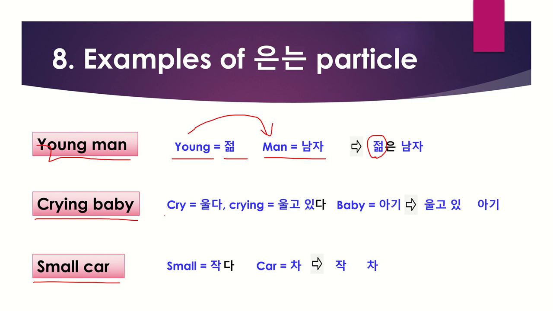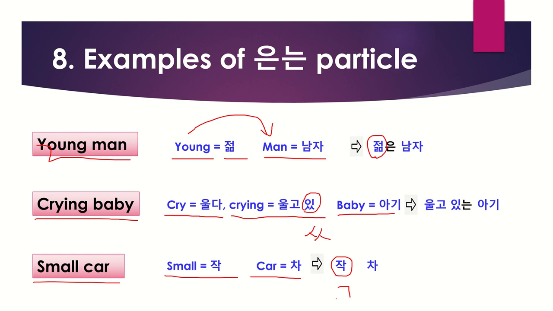And crying baby, cry, 울다 in Korean, okay? And crying, 울고 있다, and baby, 아기. So, in 울고 있다, the 다 is removed, alright? And it ends with a consonant, 시옷. Okay, so we need what particle? 울고 있는 아기. Okay, and small is 작다. And car, 차. Okay, and 다 is removed. Alright, and 차 ends with a consonant, 기역. Okay, so we need the particle 은. 작은 차.